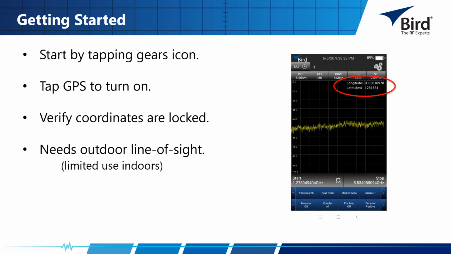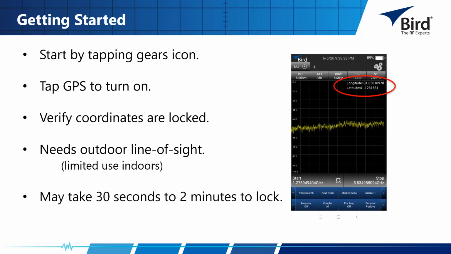You need to have an outdoor line of sight. So you either need to be outdoors, near a window, or somewhere that the GPS satellites will be able to get locked on. And it may take 30 seconds or up to 2 minutes to lock.